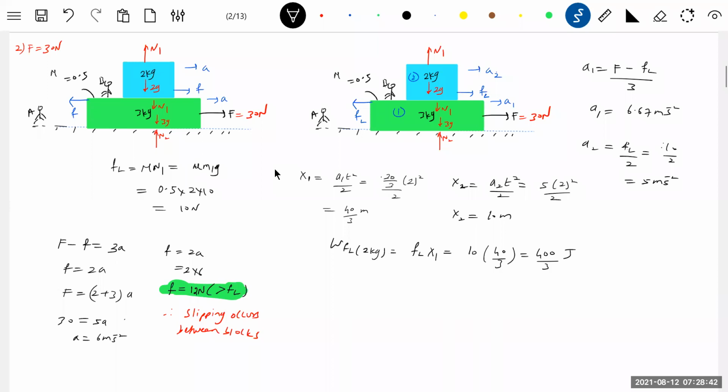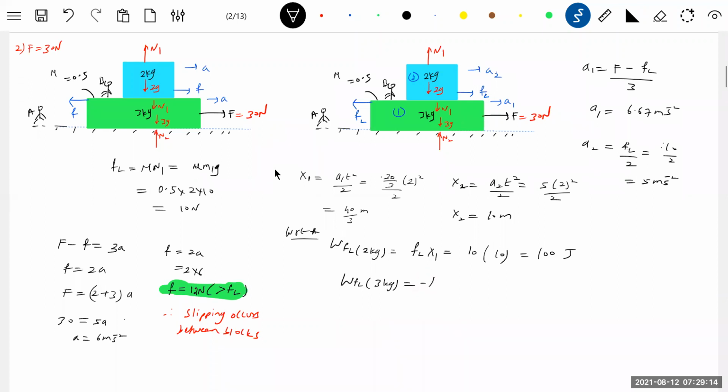So this is with respect to person A. Work done by friction on the 2 kg block, FL is 10. Now with respect to A, we'll calculate. Who is person A? Person A is on the ground. Friction does positive work. Similarly, what about the friction on the 3 kg block?